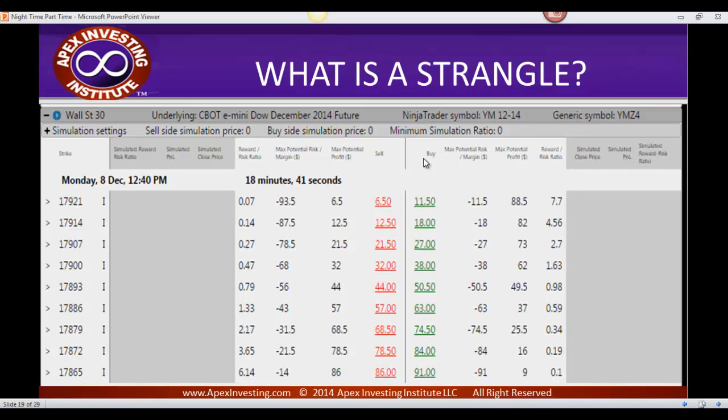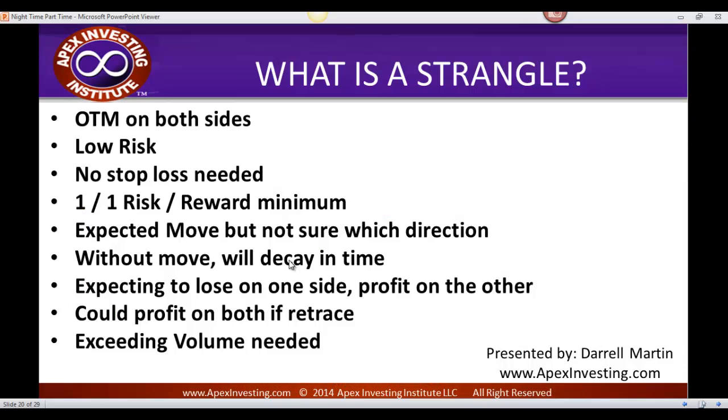What I mean by that is, say the market's right here, I'm gonna buy this one for 11.50, and I'm also gonna sell this one for 86 bucks. So I'm gonna try to profit. I'm not sure which way the market's going, but I'm gonna try to profit either way. These are very low risk trades. We're taking an out of the money binary on both sides. We're expecting some movement in the market. We're just not sure what direction it's gonna go.